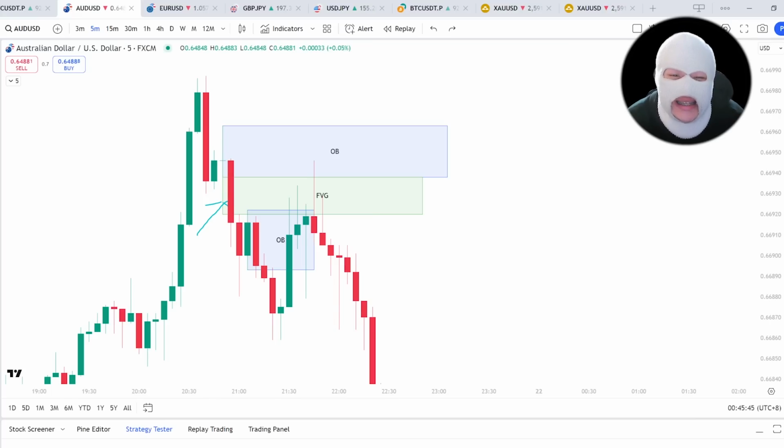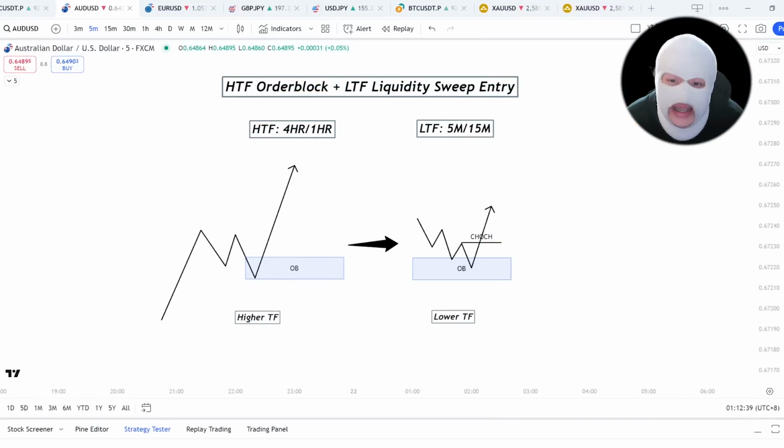Now, let's move on to the second trading strategy and my absolute favorite one. This is the higher time frame order block plus lower time frame liquidity sweep strategy. I'll touch on this in more detail since this is more advanced, but it's also the setup that I use every single day. We use 2 time frames to execute our trade based on this setup.